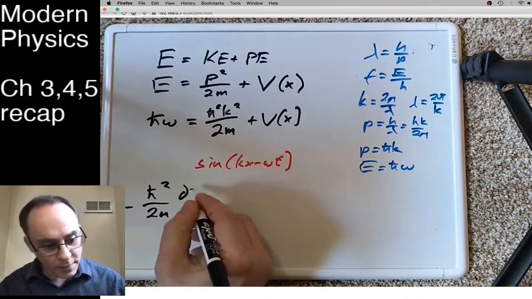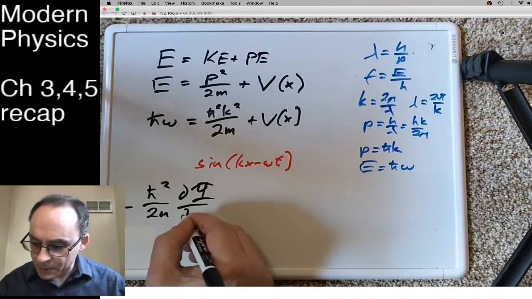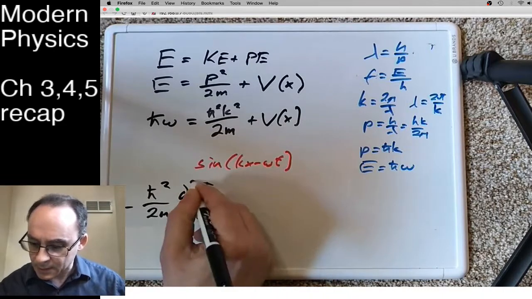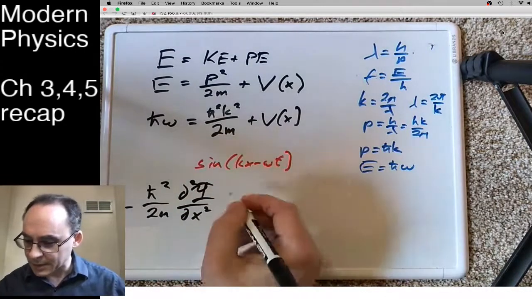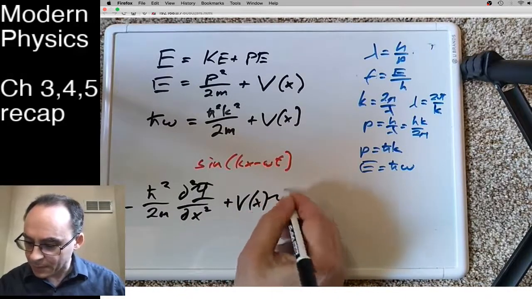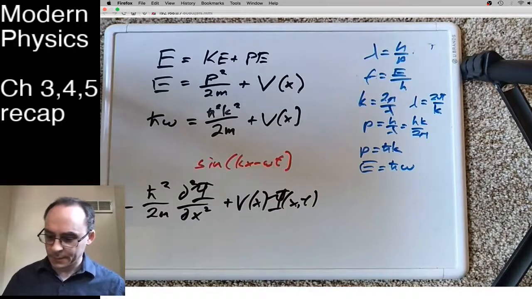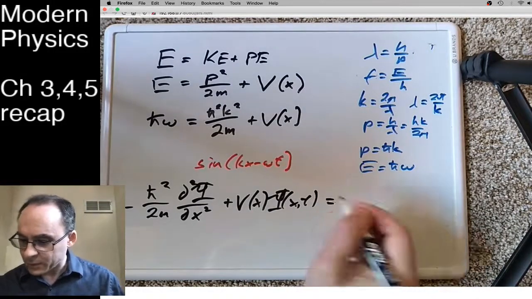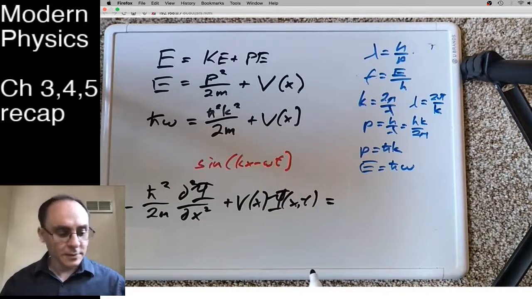But the derivative of our wave function with respect to x squared. I'll talk about the minus sign in a second. Plus, here we just have the potential times the wave function. And then equals, now we have this h bar omega term. How do we get h bar omega? We take one derivative with respect to time.